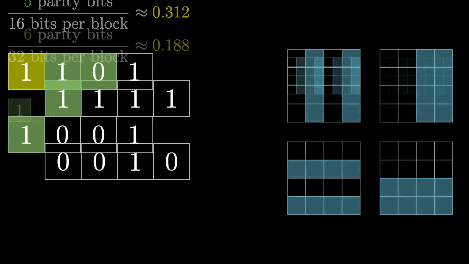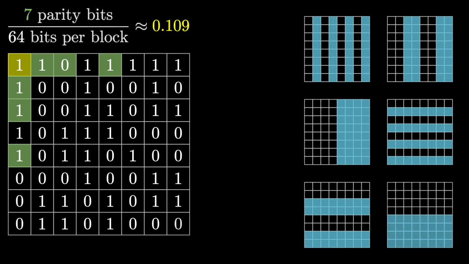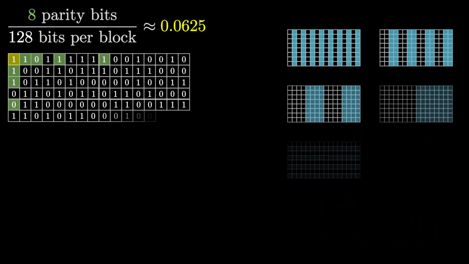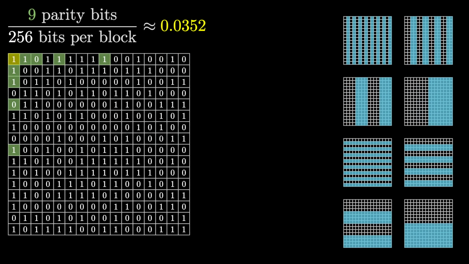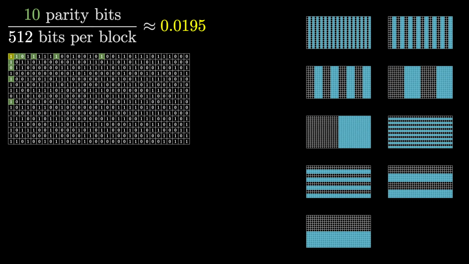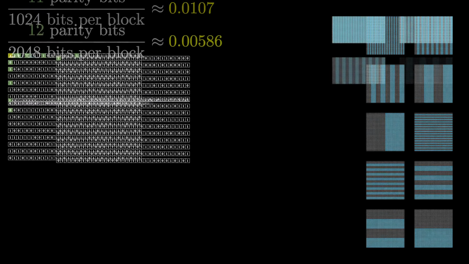And speaking of scaling, you might notice that the efficiency of this scheme only gets better as we increase the block size. For example, we saw that with 256 bits, you're using only 3% of that space for redundancy, and it just keeps getting better from there.